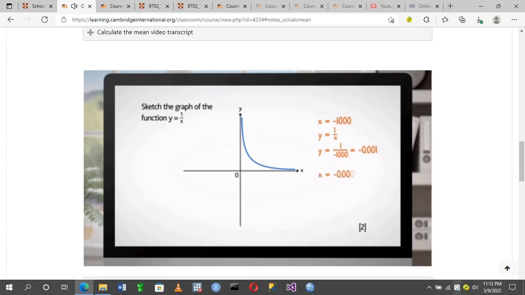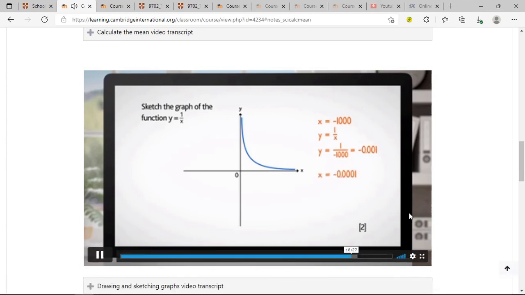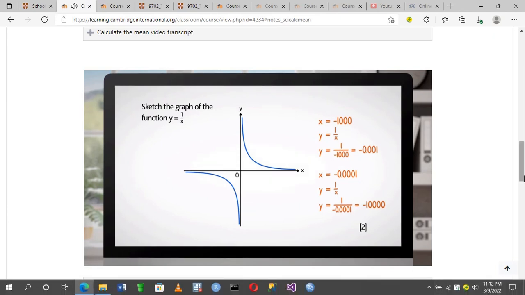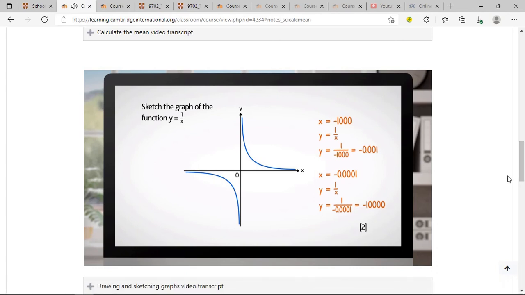Let's now say that x is -0.0001, then y will be -10,000. So as negative values of x get closer and closer to 0, y gets larger and larger in the negative direction. The graph gets closer and closer to the y-axis, but it will never reach it as x cannot be 0. The y-axis is also an asymptote of this section of the graph. Notice that for this graph, when the x-coordinates are positive, the y-coordinates are positive, and when the x-coordinates are negative, the y-coordinates are also negative.